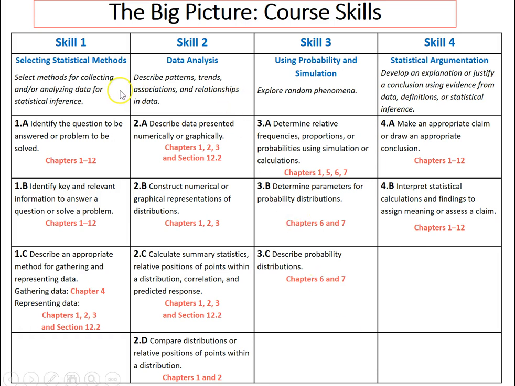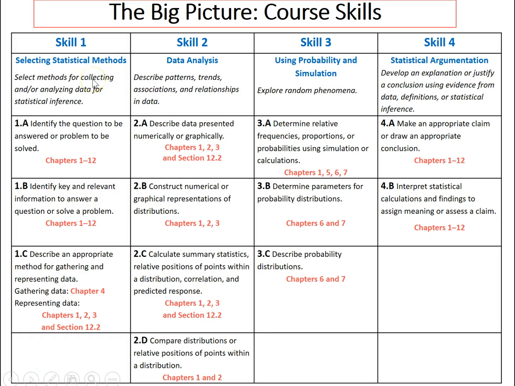You'll see that there are 4 skills emphasized that are meant to be spiraled throughout the course: selecting statistical methods, data analysis, using probability and simulation, and statistical argumentation. I think we can all agree that practicing statisticians would need to invoke each of these skills effectively in order to do their job successfully.